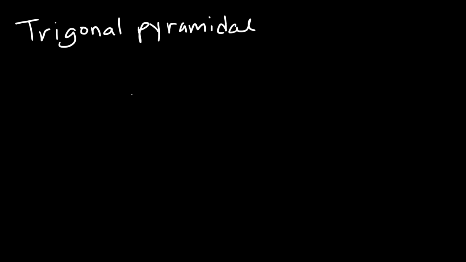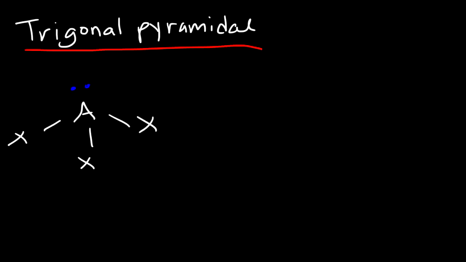Now, the next structure that you need to know if you have a test coming up is the trigonal pyramidal structure. Once again, we hear the prefix tri, so there has to be 3 of something. Now, this is different from the trigonal planar structure. The trigonal pyramidal structure has an atom at the center with a lone pair. Now, that atom is still surrounded by 3 other atoms. So it looks like this. That's the trigonal pyramidal structure.